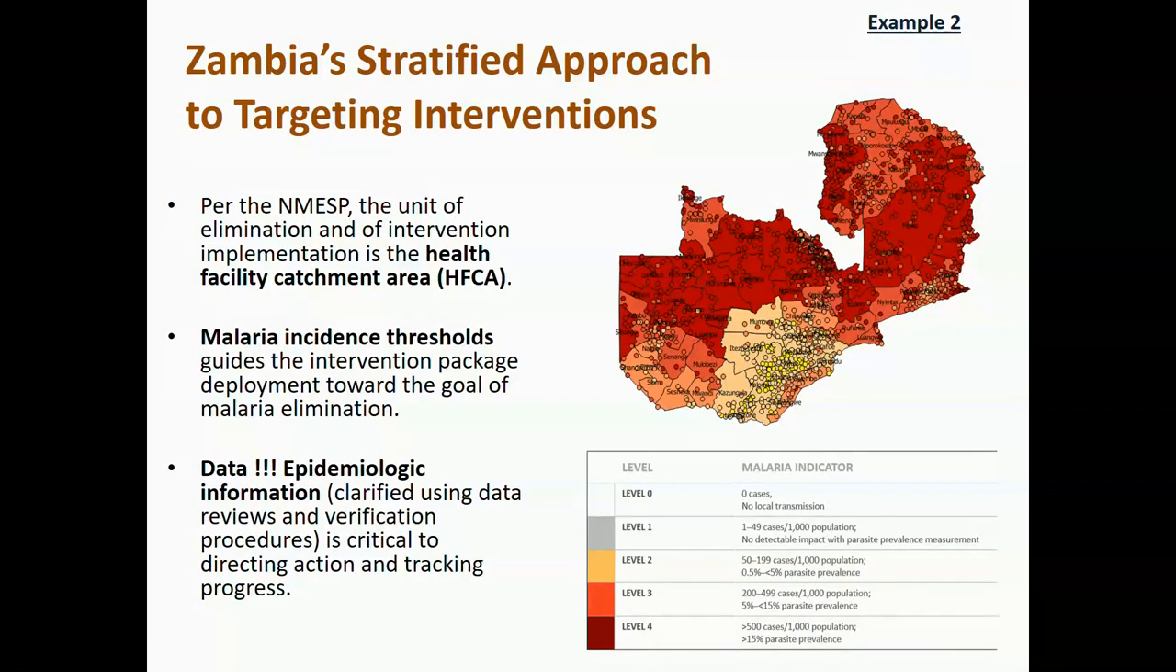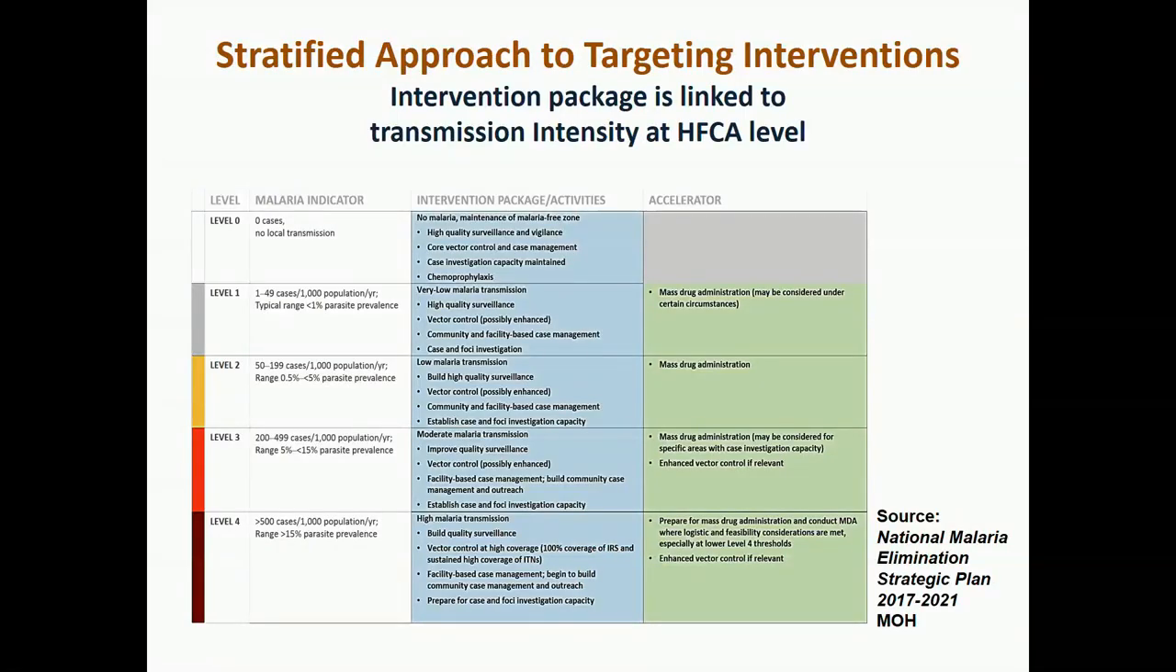So as a country, we're really pushing for stratification and targeted implementation of programs. Again, just to reiterate that our unit of operation is the health facility catchment area. Right now, we're using incidence thresholds to determine the level of disease burden, and of course, using data and epidemiological information to guide our programming. So those round dots you see on the map are actually health facility catchment areas, and we use that to operationalize our strategic plan. This basically shows the levels that we have stratified the country in.